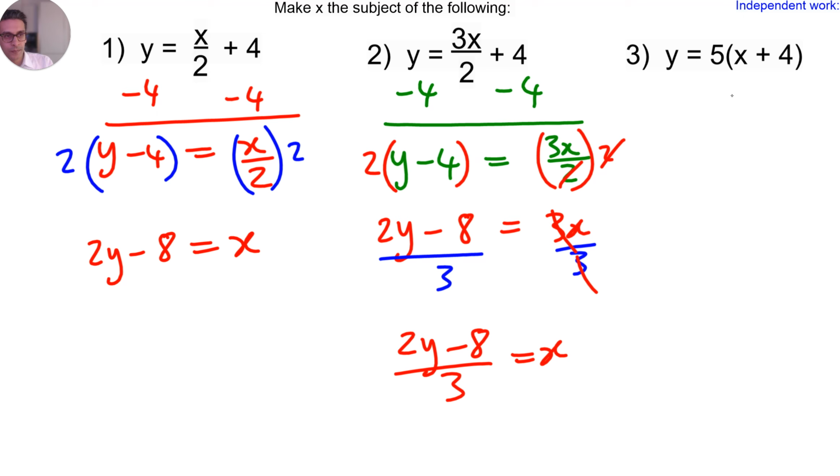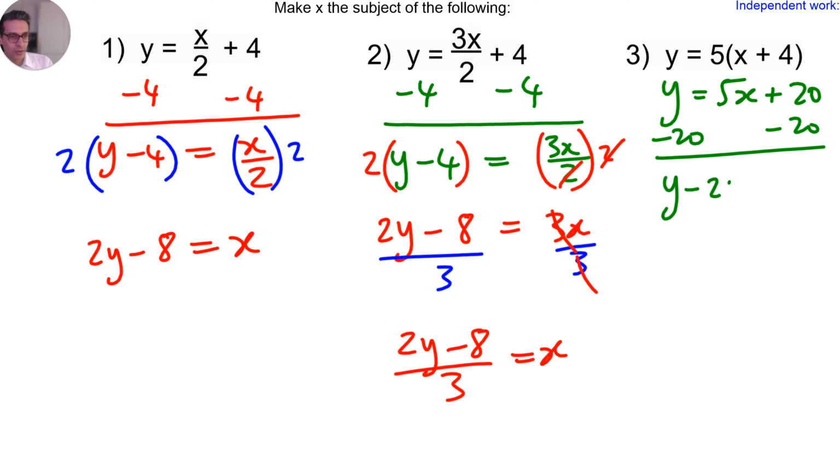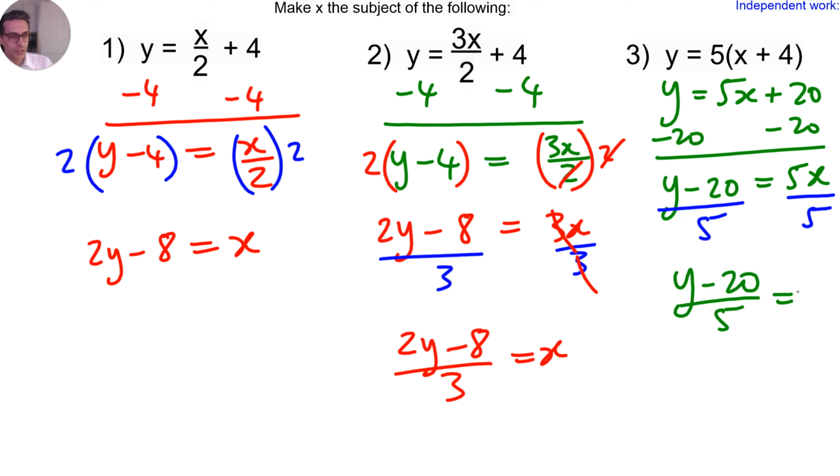Okay, question 3. We need to isolate x, so we're going to need to expand the brackets. So y equals 5x plus 20. Take away 20, take away 20. So y minus 20 equals 5x. And then we're going to divide by 5. Divide by 5. That's my final answer. So we've got y minus 20 all over 5 is equal to x.